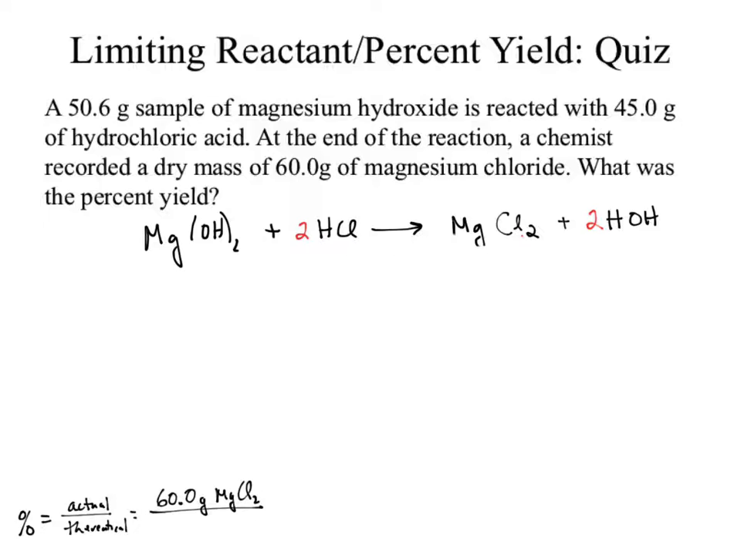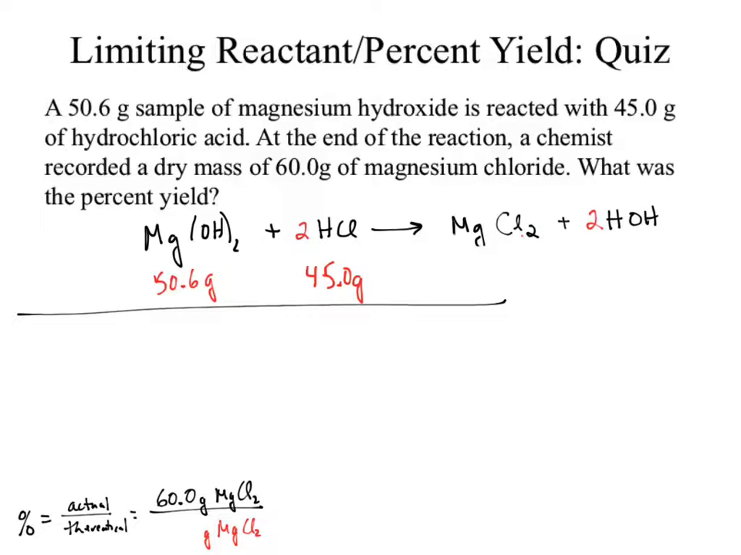I need to divide that by what? Grams of magnesium chloride from my limiting reagent. That is a calculation. I must calculate that. That means I now have to go back up and say, okay, what did I start with? We can write these things underneath: 50.6 grams of magnesium hydroxide, and 45.0 grams of our hydrochloric acid. I have to now convert those into magnesium chloride.